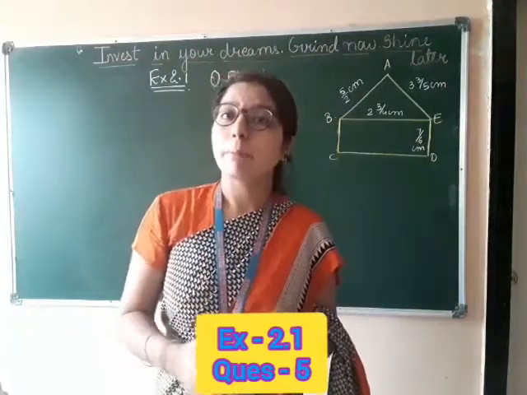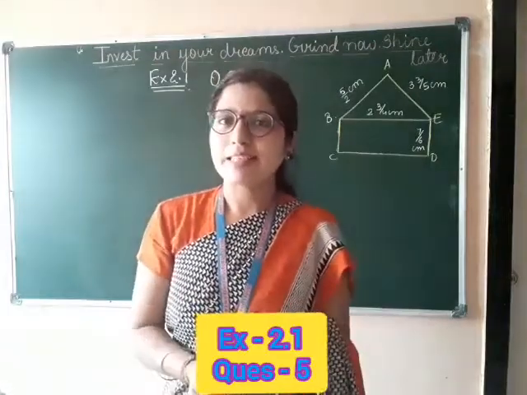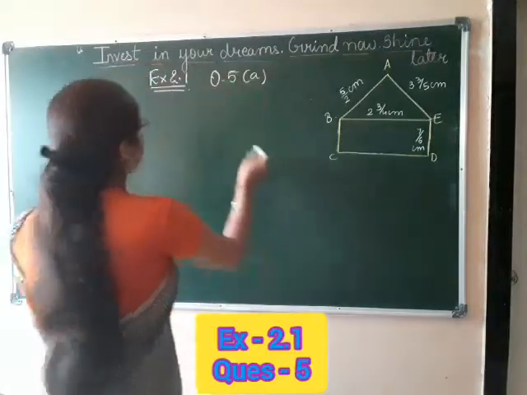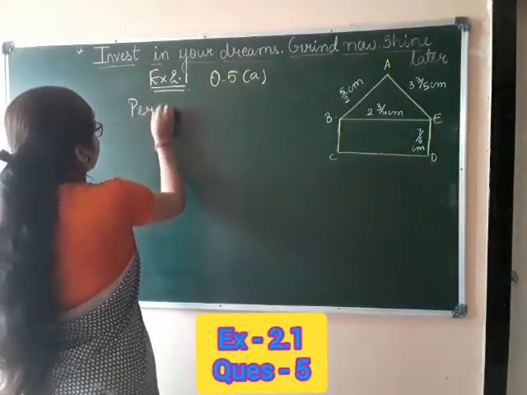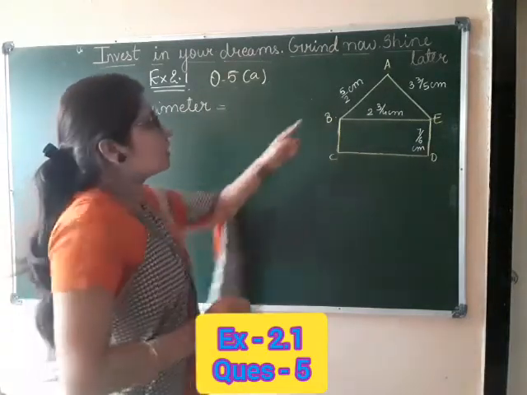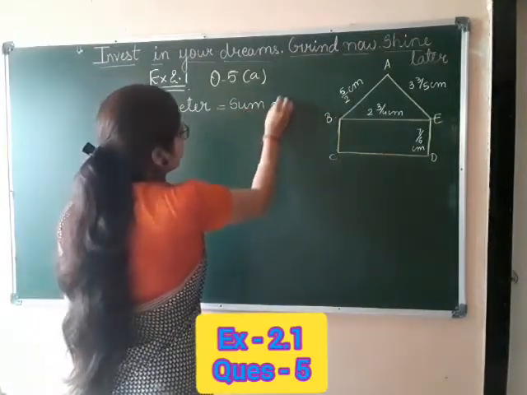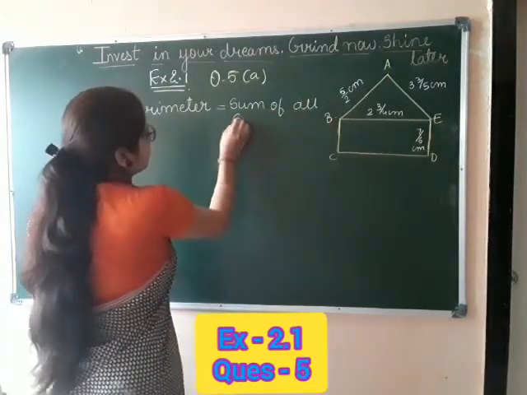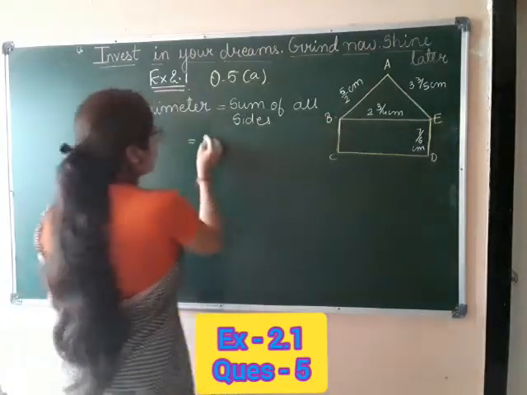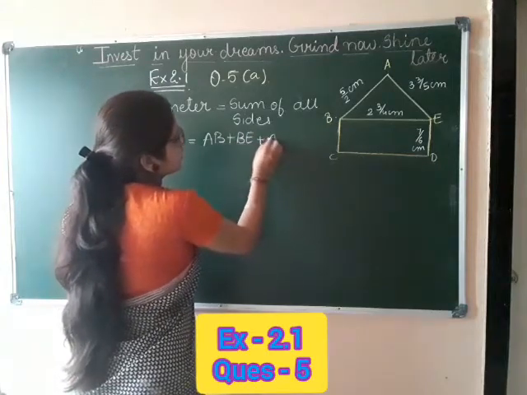Kiska perimeter bada hai. What is perimeter? Perimeter is the sum of all the sides. So first we will find the perimeter of triangle ABE. Perimeter equals the sum of all the sides, that is AB plus BE plus AE, right?